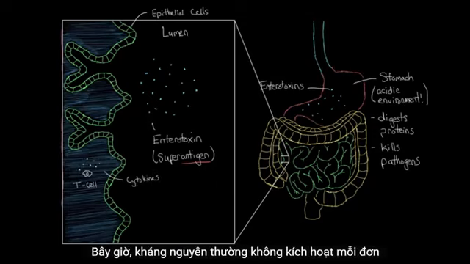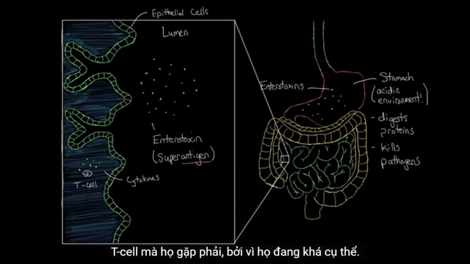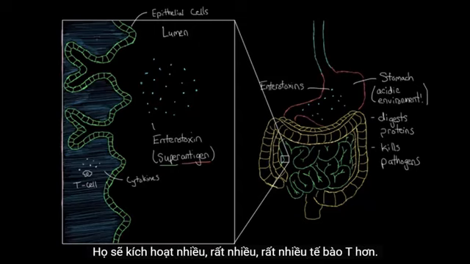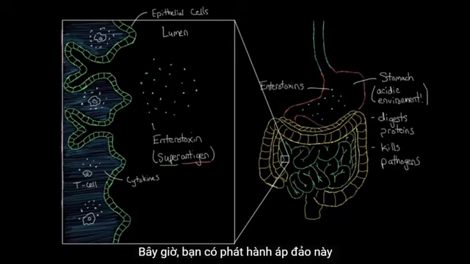Now antigens don't usually activate every single T cell they encounter because they're pretty specific. Superantigens, however, are not specific. They will activate many more T cells. And now you have this overwhelming release of all of these cytokines. These cytokines can then go on to do a bunch of different things.